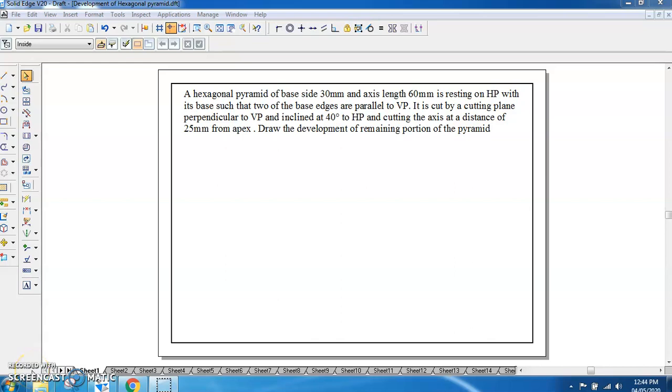Welcome to the session on engineering graphics. In today's session, we are going to see the development of hexagonal pyramid using software.